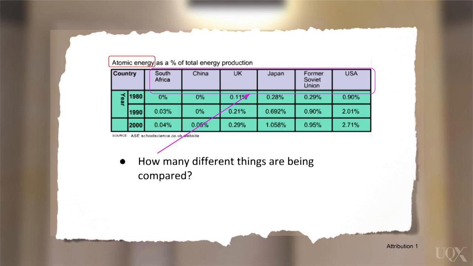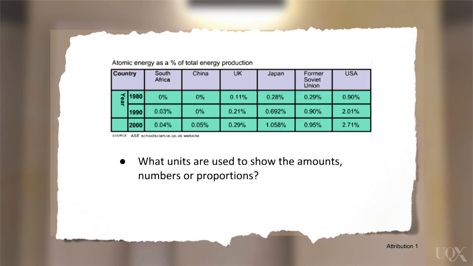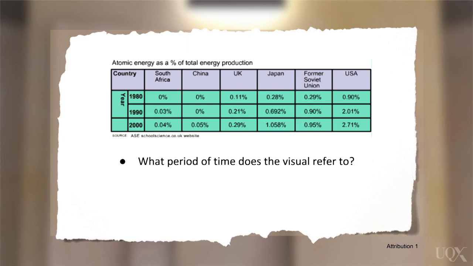We also need to check what units are used to show amounts, numbers or proportions. In this case, the table shows percentages. Finally, we need to ask ourselves, what period of time does the visual refer to? In this case, the table covers a 20-year period, from 1980 to 2000. So, what tense would you use? That's right, simple past tense.